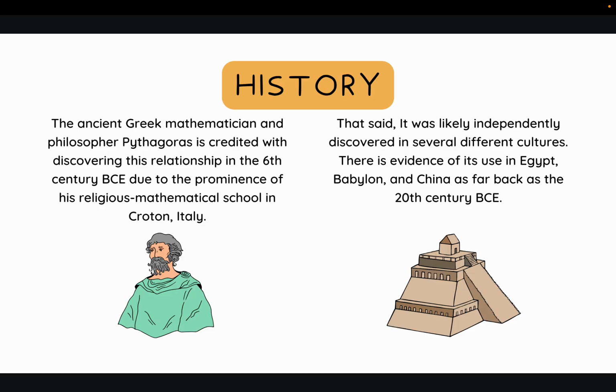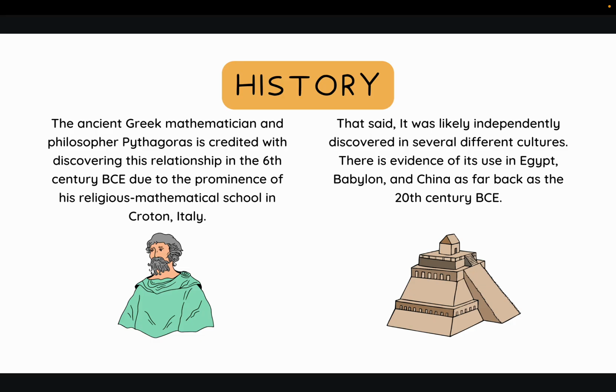Okay, let's go through some history, just so we have a little background knowledge and just know a little bit about the Pythagorean theorem. The ancient Greek mathematician and philosopher Pythagoras is credited with discovering this relationship in the 6th century BCE due to the prominence of his religious mathematical school in Croton, Italy. So now we know this man is the one who discovered it, and just from his curiosity, right?